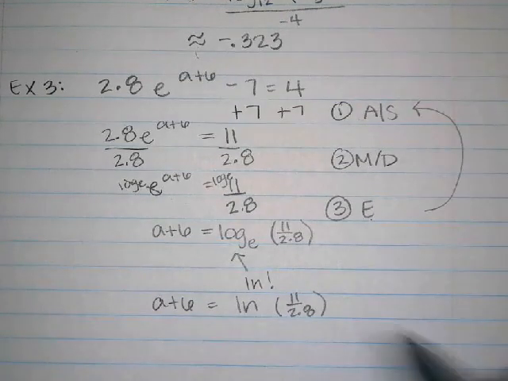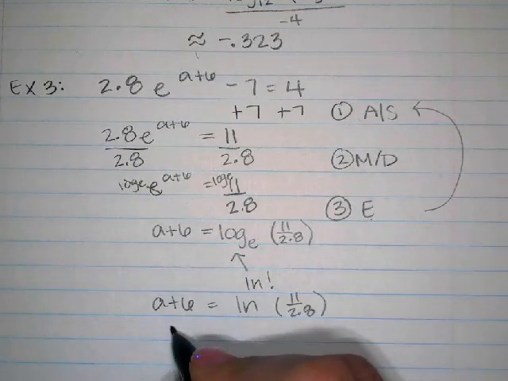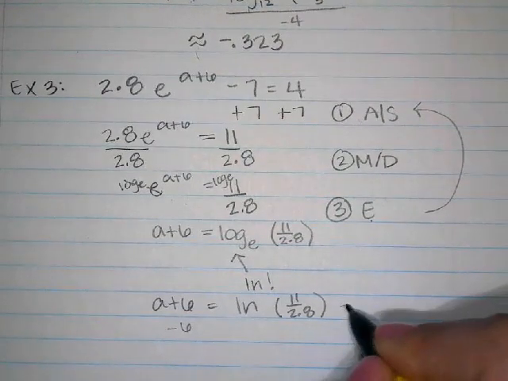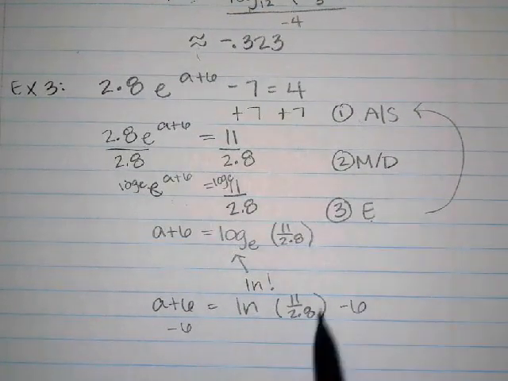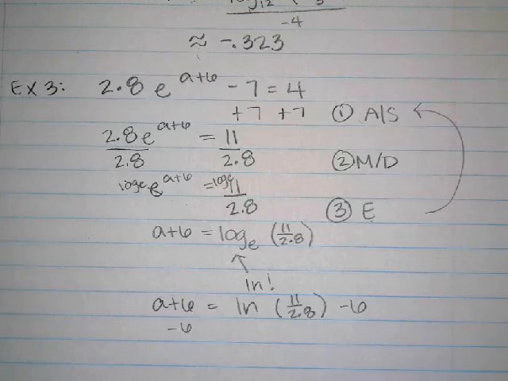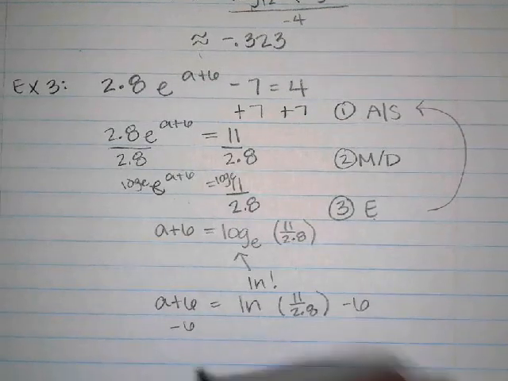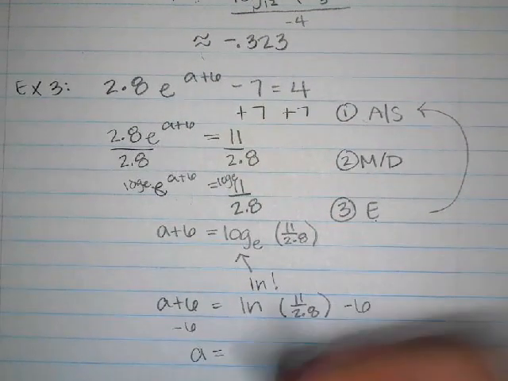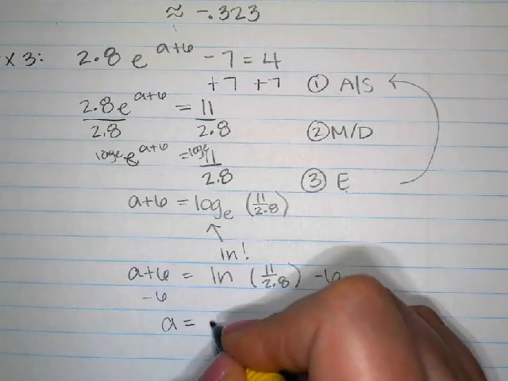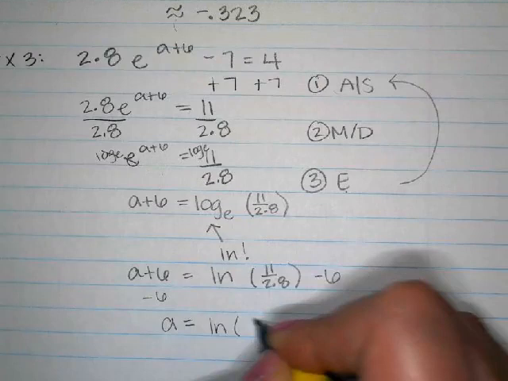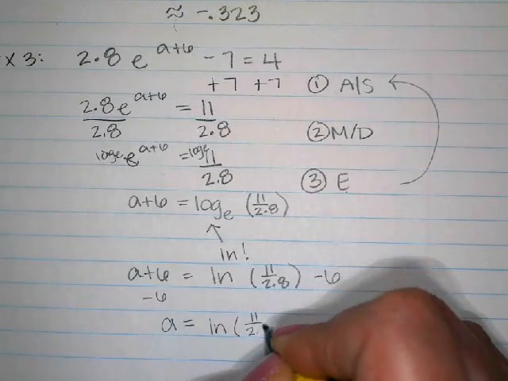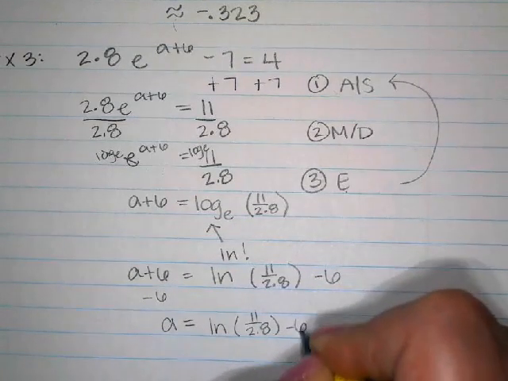We're just going to subtract 6. It is happening after all this stuff did, so the subtract 6 is just on the end. So the exact answer for A is ln of 11 over 2.8 minus 6. And now we're going to type that into our calculators, see what that is.